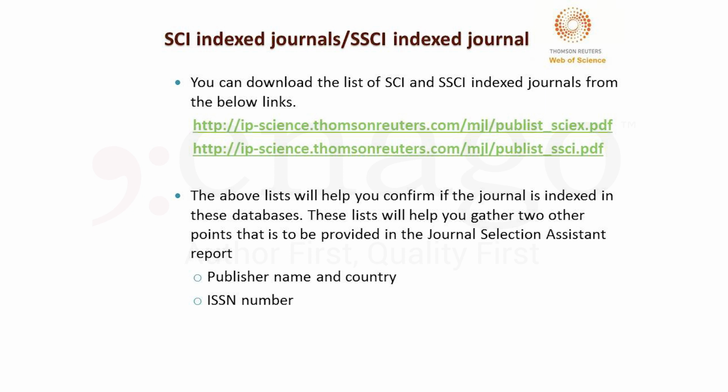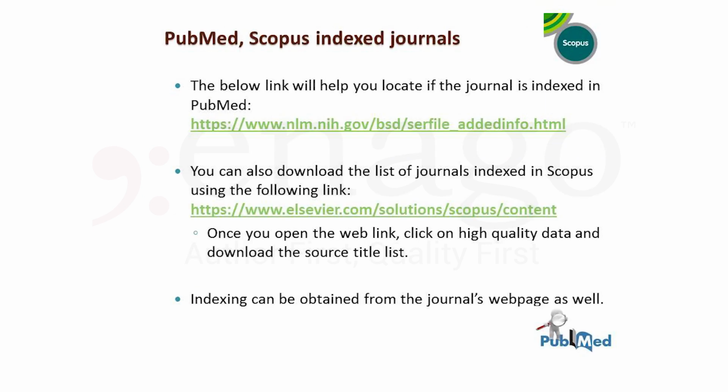You can download the list of SCI and SSCI index journals from the links that are provided in the slide. The above lists will help you confirm if the journal is indexed in these databases. These lists will help you gather two other points that are provided in the JSA report. One is the publisher name and country, and also the ISSN number.